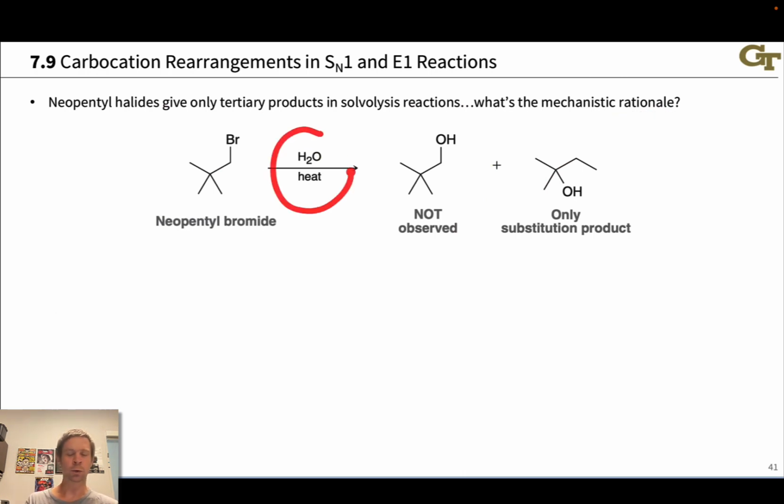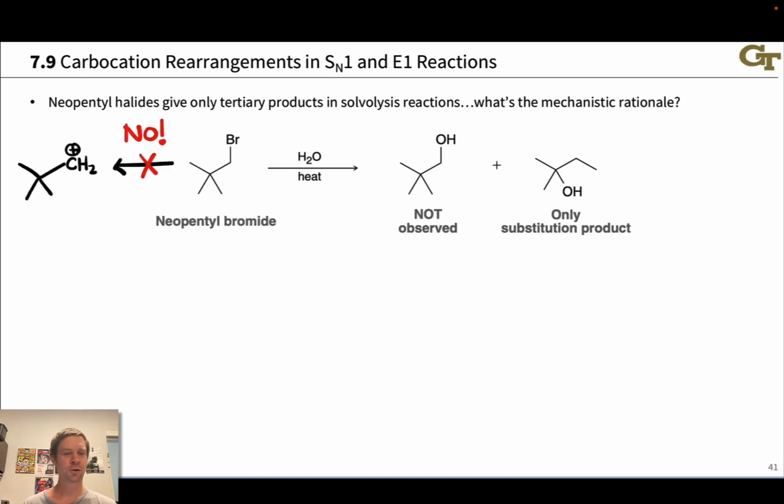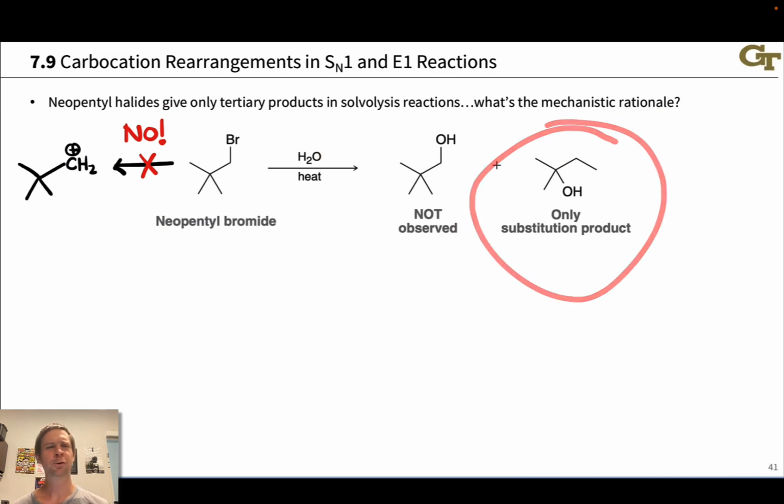Given that we have only a weak nucleophile here, and we know that SN2 is prevented by the steric situation, our first instinct may be to just kick off the bromide and produce a carbocation. However, that carbocation would be primary, and this is a prohibitively unstable reactive intermediate. No primary carbocations allowed in organic chemistry. What happens instead? How do we get this rearrangement without formation of a carbocation?